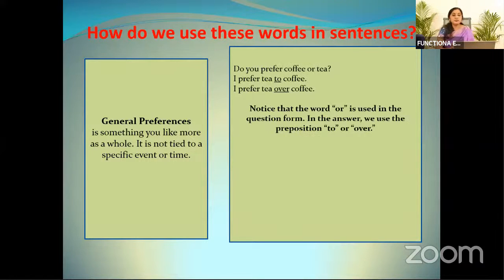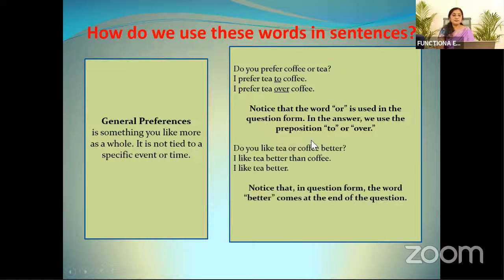For example, do you prefer coffee or tea? I prefer coffee to tea. I prefer tea over coffee. Notice that the word or, again, notice అనగానే మీరందరూ attention లోకి రావాలి. In the question that you see, we are using the word or. Notice that the word or is used in the question form. Do you prefer coffee or tea?